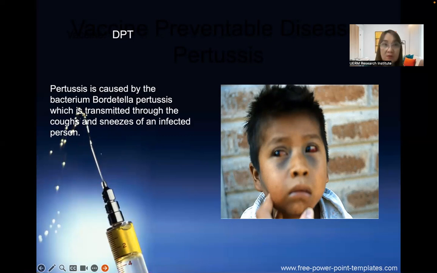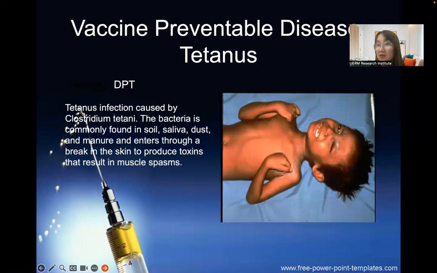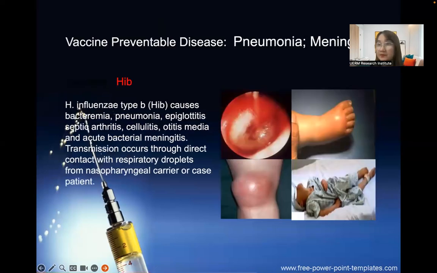So we talked about pertussis in the previous slide. This is caused by the bacterium Bordetella pertussis, which is transmitted through the coughs and sneezes of an infected person. And tetanus is an infection caused by Clostridium tetani. The bacteria is commonly found in soil, saliva, dust, and manure, and enters through a break in the skin to produce toxins that result in muscle spasm.